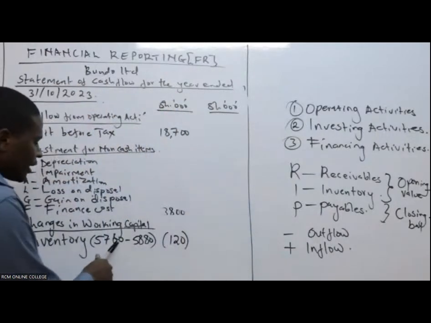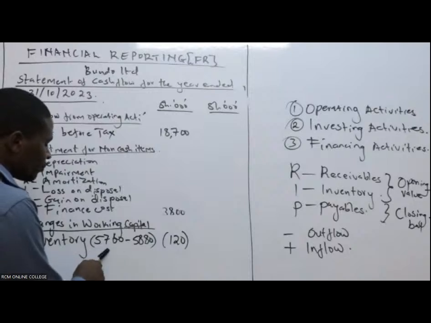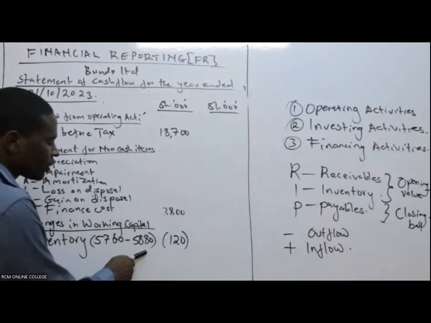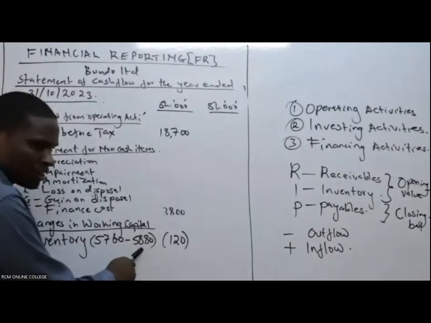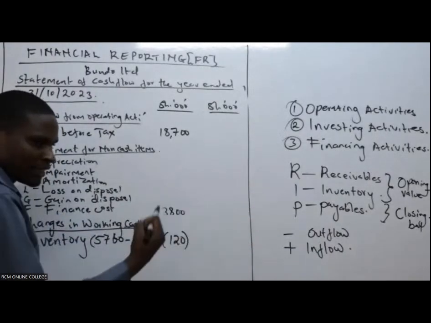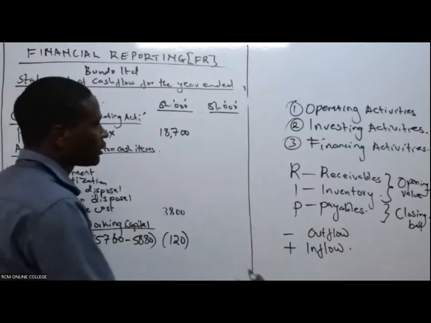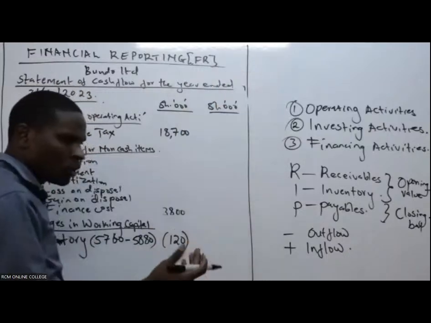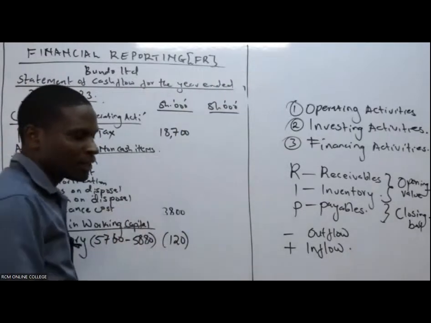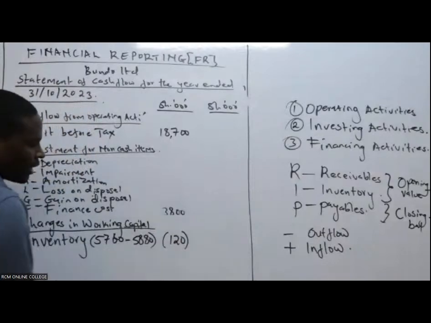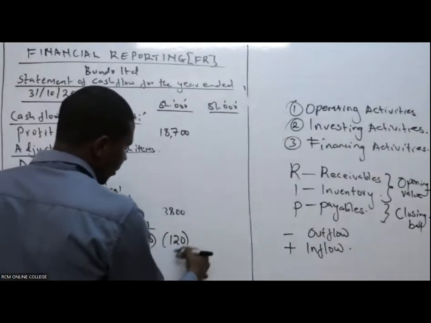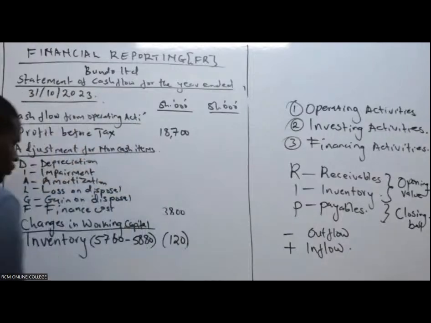Na hii ina indicate tu hivyo. Unaona stock ilikuwa 5760, imeincrease. So what has happened for our stock to increase? That means we have purchased more stock. So what happened to the cash? Since we are looking at the cash flow, tunaangalia what is happening to our cash. Our cash has reduced by 120. This is the money worth what we bought.